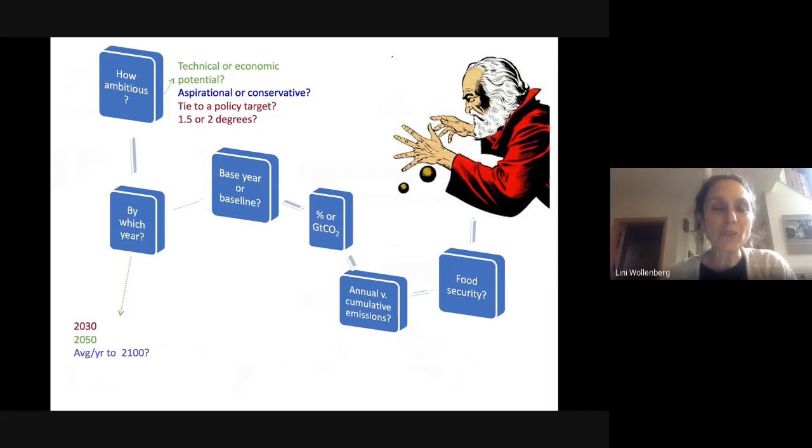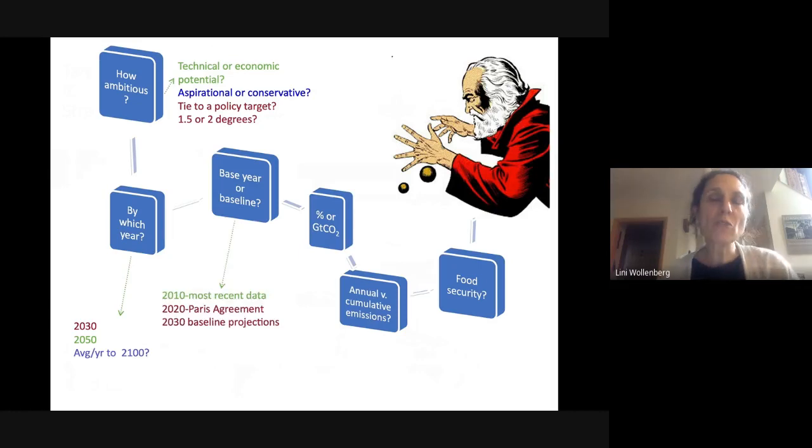Another critical factor is by which year to set your target. Many of us have talked about 2030, but that's now only 10 years away. Nevertheless, it's a really nice benchmark, and we have to consider at least 2030 targets. And 2050, of course, is when we want to achieve carbon neutrality. Another entirely different approach is to average the emissions reductions that are necessary between now and 2100 by each year and use that as your target. But I don't advocate that because the uncertainty after, especially even 2030, is very high.